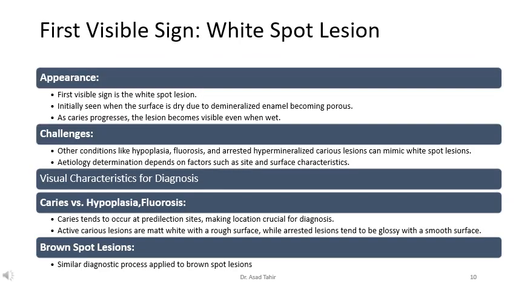First visible sign, white spot lesions. Appearance. The first visible sign of dental caries is often the white spot lesion. Initially, it is observed when the tooth surface is dry because demineralized enamel becomes porous, creating a white appearance. As caries progresses, the lesion may be visible even when the tooth surface is wet.